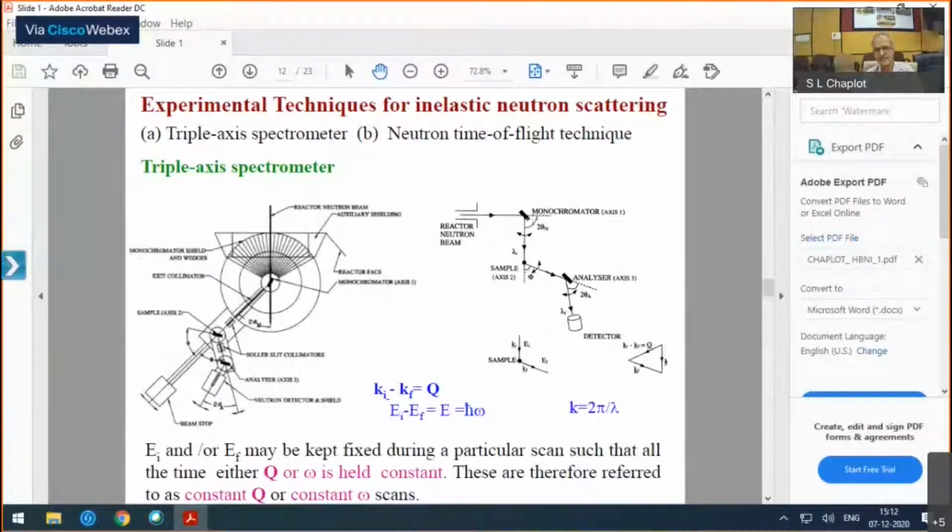But these experiments are done in such a way that quite often you work in two modes: either a constant Q, that is a constant vector Q, or a constant energy transfer, so that you keep one thing constant and then you can scan the other parameter. So in fact, this is a four-dimensional space of Q and E. So quite often we would keep three of them constant in some way, and we can scan along the fourth one. But of course, that is not absolutely essential. You can work in any arbitrary path in the Q omega space.